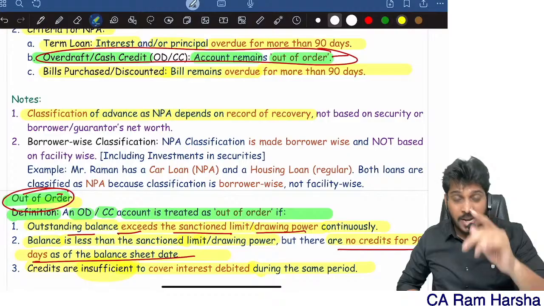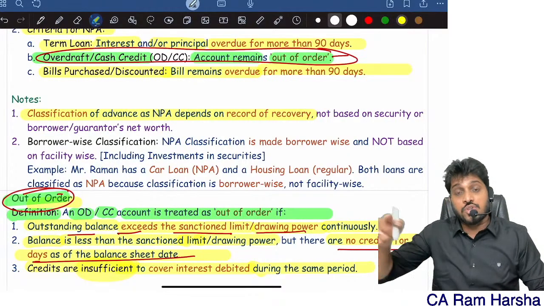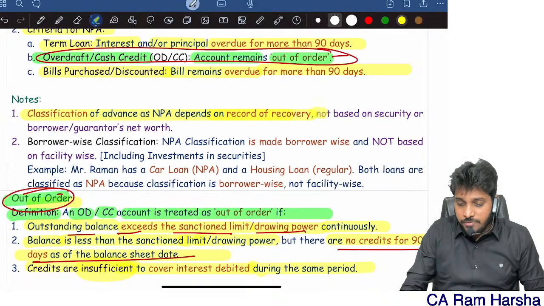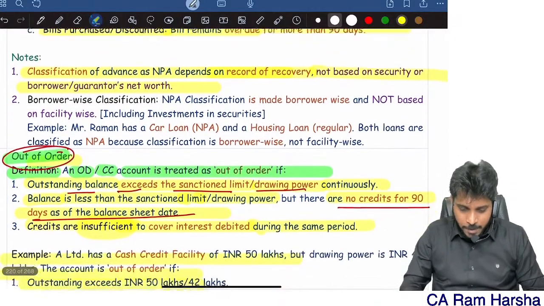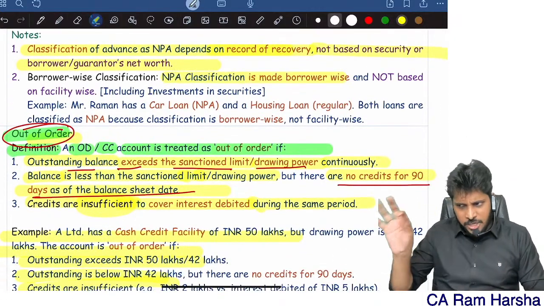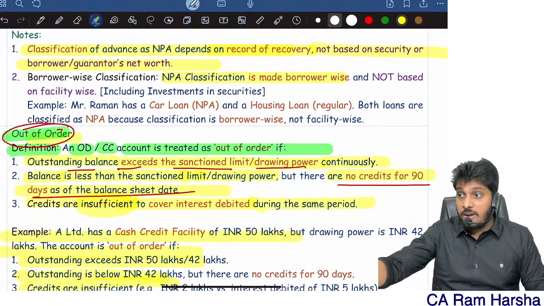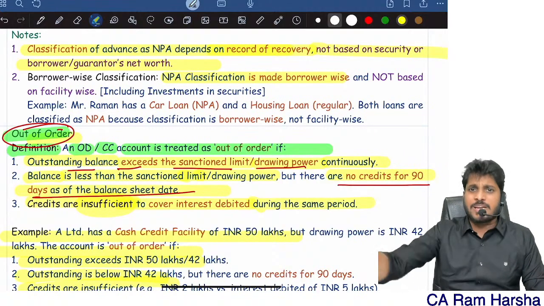And the moment you classify it as an NPA, you need to create provision. So NPA classification is based on record of recovery, not based on security, not based on guarantee, not based on net worth of the borrower. And remember, once a particular loan of a borrower is classified as NPA, remaining loans of the borrower with the same bank will also be classified as an NPA.